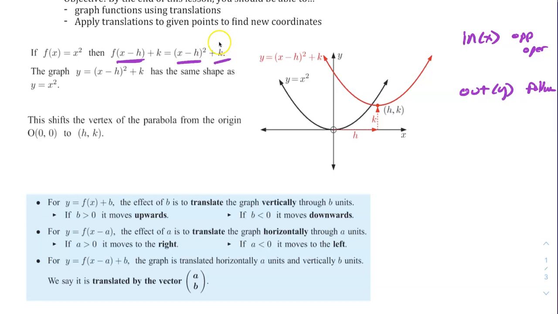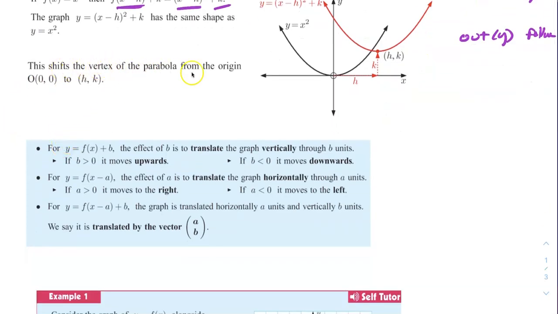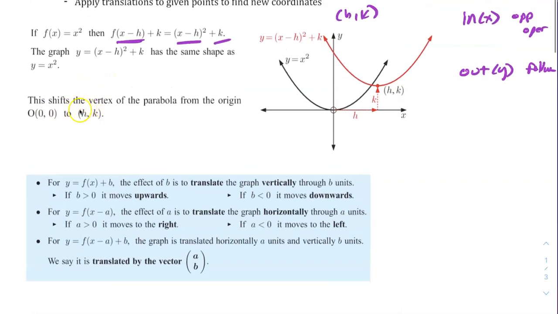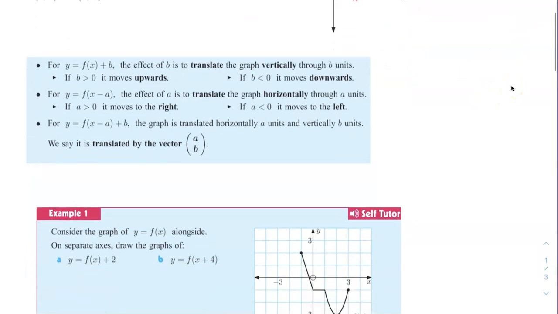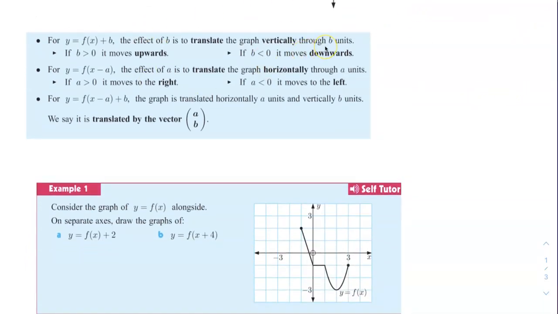On the graph, here's our x squared. We're going to move using this formula to h and k. So right, a positive h, inside opposite, and up k. So right h and up k, and we get the point right there, our new vertex. The graph goes like that. This shifts the vertex of the parabola from the origin (0, 0) to (h, k). The key thing is that the h value, the inside, affects the x values, and the outside affects the y values. So inside x, opposite; outside y, follow. And that's what all this says, just in a smaller context.